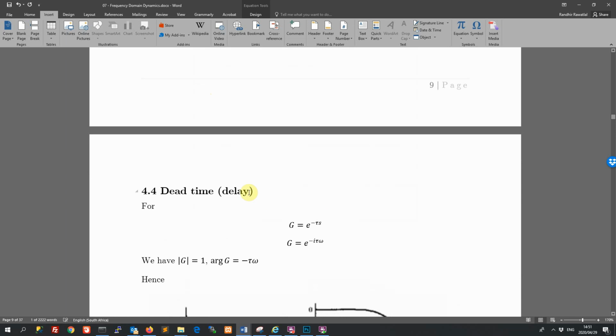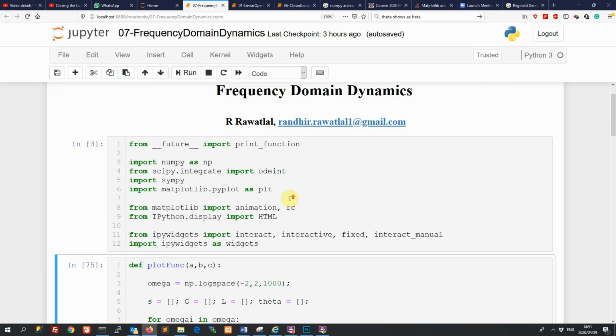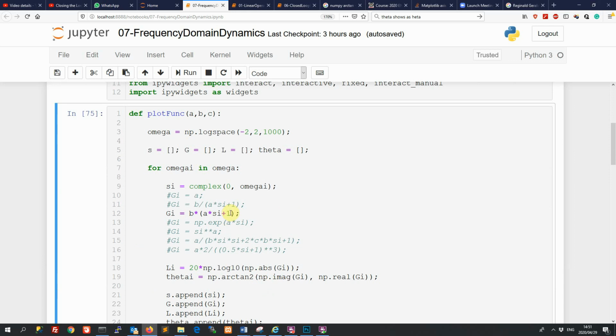Let's look now at delay time. So if there's a delay, we saw before that we would represent that as e to the minus tau s. And so if we go and graph that out, you can see here that I have to use the NumPy library to access the exponential function, and I'm using that constant a as my constant, and there's my s.